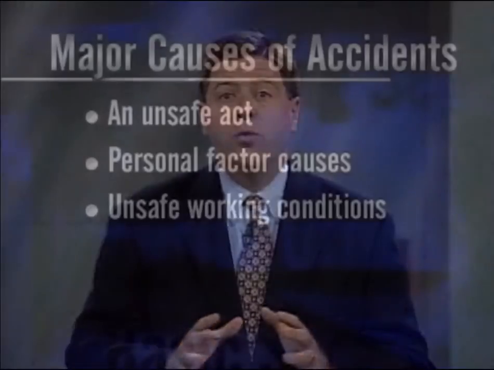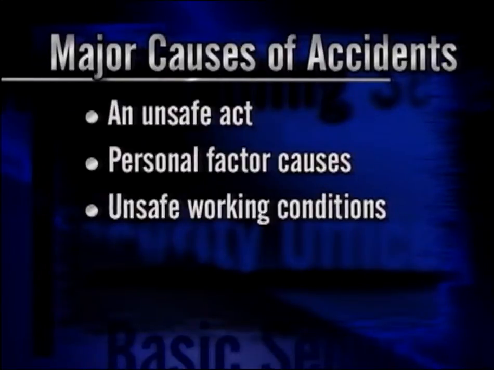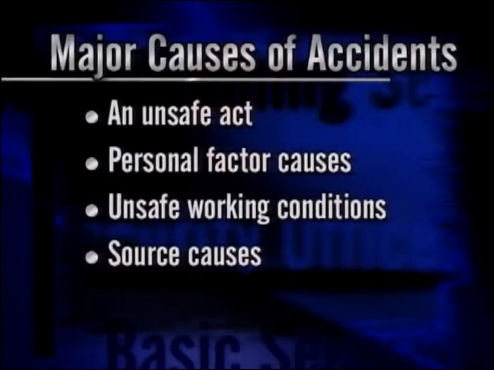Next, unsafe working conditions. Equipment, materials, tools, machinery, or some other work-related device was not maintained like it was supposed to be. That would include things like leaky roofs, bad lighting, poor ventilation, and inadequate housekeeping. Source causes. These are things that happen due to normal wear and tear, but could have been spotted if someone had been watching. Source causes contribute to the accident.